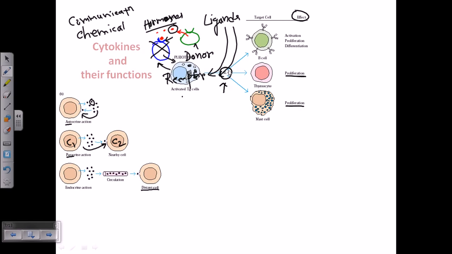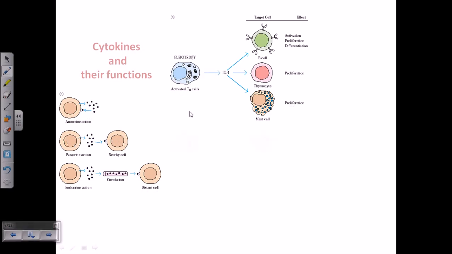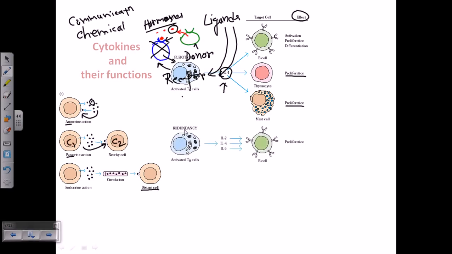So we can see it here, due to the presence of IL-4, it is creating the effect on different cells like that. Okay, so this is one type of activity. Another type of activity we can observe is called the redundancy. Now the redundancy means we are again having activated TH cell. Now this activated TH cell is secreting IL-2, IL-4, IL-5.